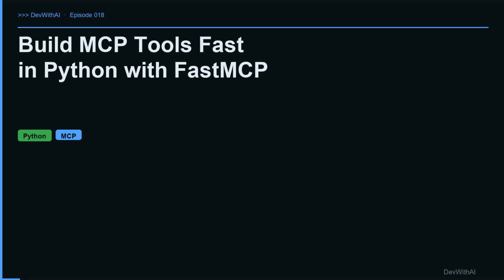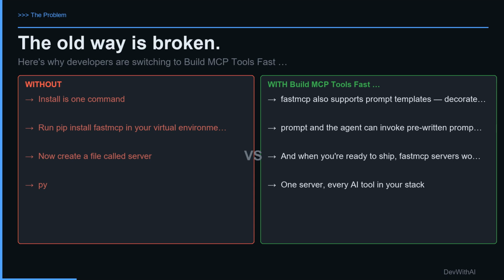The official MCP Python SDK gets the job done, but it's verbose. You define schemas manually, wire up handlers, manage the server lifecycle, dozens of lines before your actual logic even starts. There's a better approach that's taken over the Python MCP community, FastMCP. It's a high-level wrapper that turns a multi-file boilerplate project into a single Python function decorated with one line.